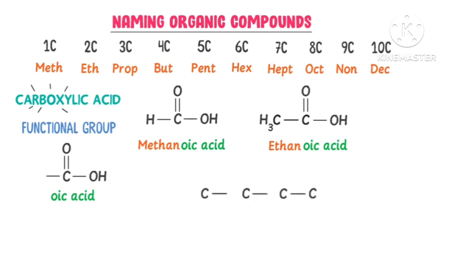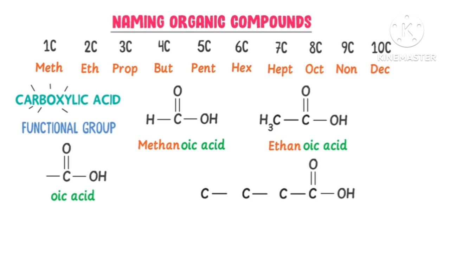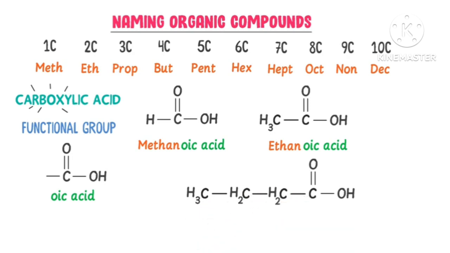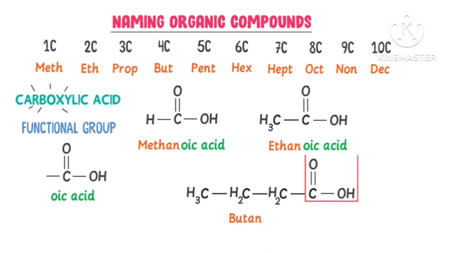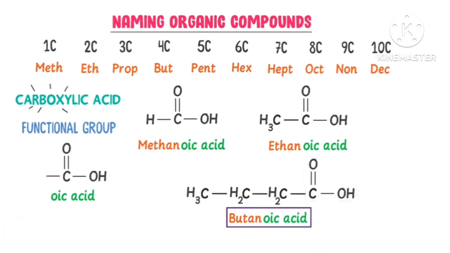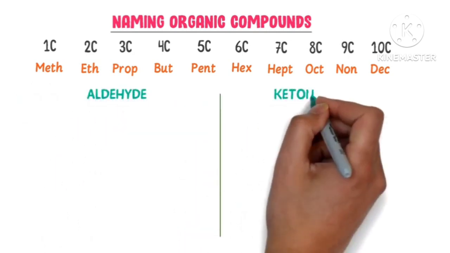Thirdly, consider 4 carbon atoms and functional group of carboxylic acid is bonded to it. I complete the valency of carbon atoms H3, H2 and H2. There are 4 carbon atoms. I write butane. Also there is C double bond OH functional group. I write oic acid. So I get butanoic acid. Thus by this way, we can easily name carboxylic acids. Finally, let me teach you naming organic compounds of aldehyde and ketones.